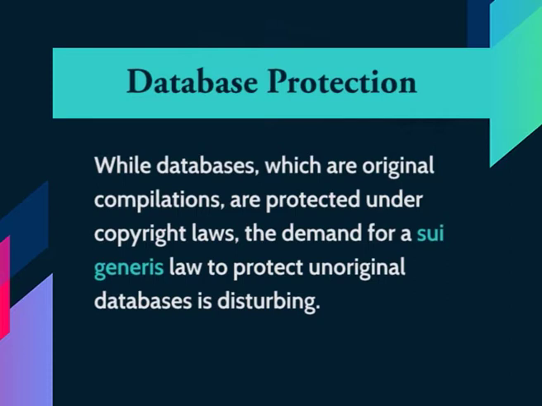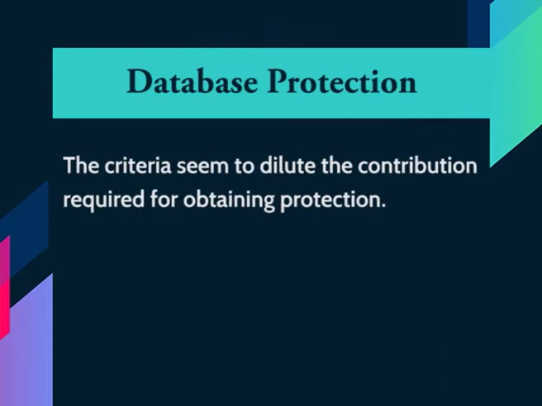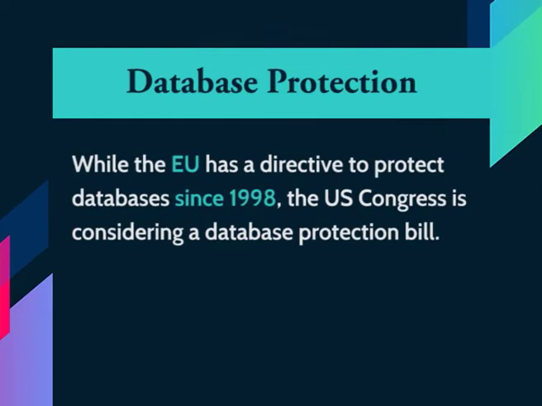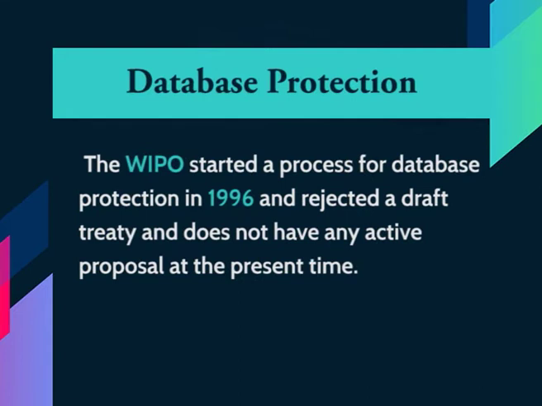While databases which are original compilations are protected under copyright laws, the demand for sui generis laws to protect unoriginal databases is disturbing. The criteria seem to dilute the contribution required for obtaining protection. Denmark, Finland, Ireland, Mexico, Norway and Sweden have sui generis laws to protect unoriginal databases, while the EU has had a directive to protect databases since 1998. The US Congress is considering a database protection bill. The WIPO started a process for database protection in 1996 and rejected a draft treaty, and does not have any active proposal at the present time.